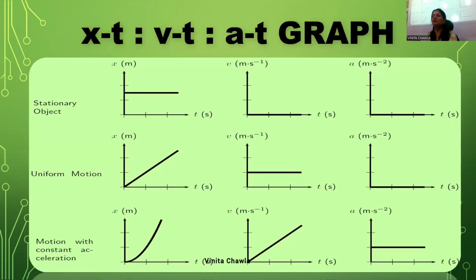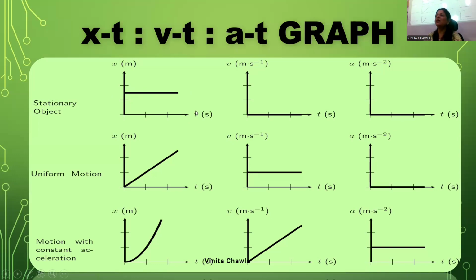Now we have these graphs. We have 9 graphs here on one page: XT, VT, and AT graphs. If the object is stationary, at rest, not moving at all, then we can draw the XT graph like this, parallel to the time axis.